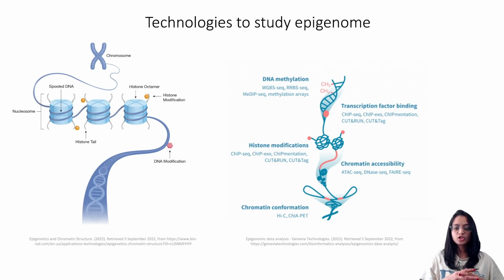Chromatin conformation assays are used to study the physical interaction between the genes and the distal regulatory elements, as well as proteins that cause such looping of the chromatin. One common assay to study chromatin conformation is Hi-C.